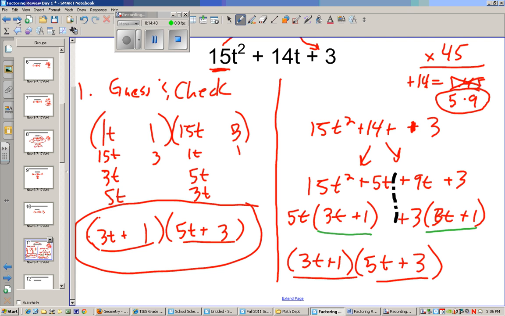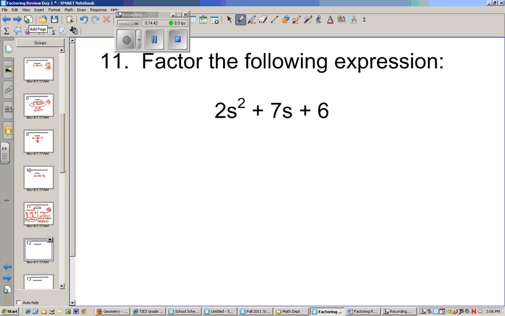All right. Now try this one. Pause the video and see how you do. All right. Hopefully everybody's paused the video and solved this one on their own.